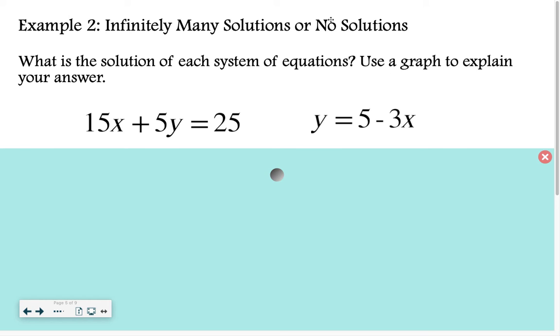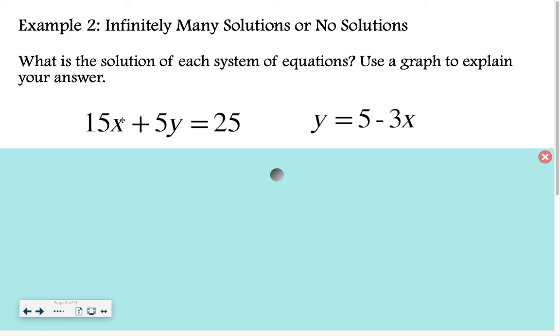Now, on the flip side, infinitely many solutions means that those two lines are touching in more than one place, right? And infinity means on and on forever and ever. So that means that the lines are always touching, or it just looks like one line on the graph. So we're going to start by looking at the graphs for these two equations. We have 15x plus 5y equals 25, and we have y equals 5 minus 3x.